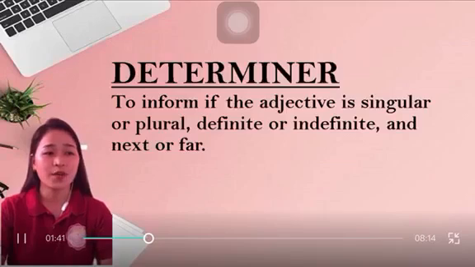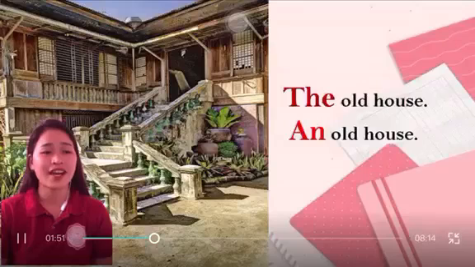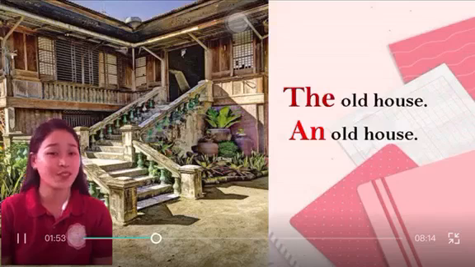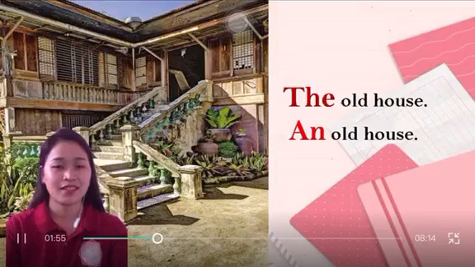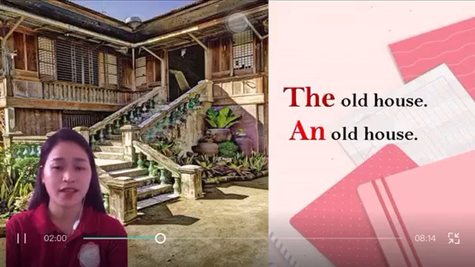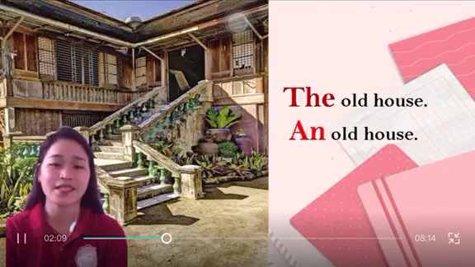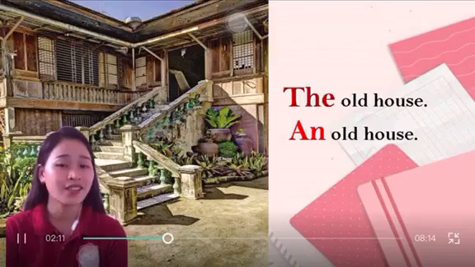Determiner informs if the adjective is singular or plural, definite or indefinite, and near or far. So, how can you describe old house using determiner? For example, the old house and an old house. The is the determiner, house is the noun. Another example is an. An is the determiner and house, noun.